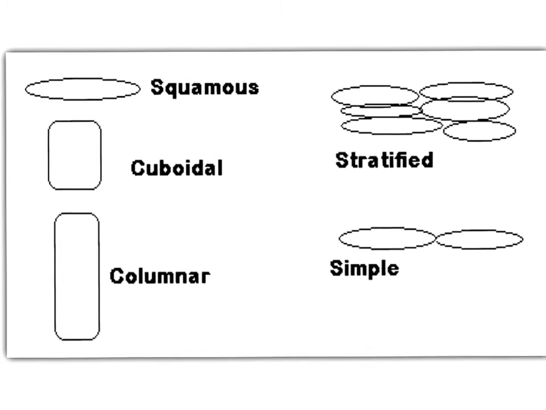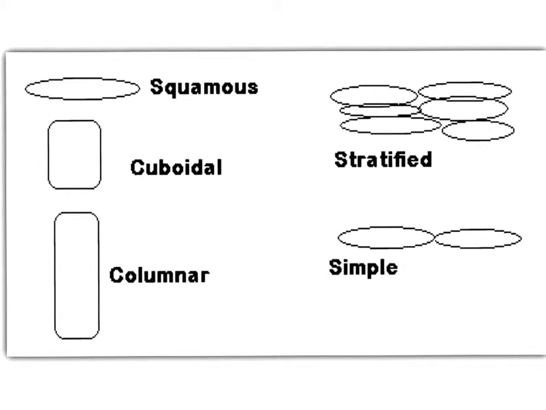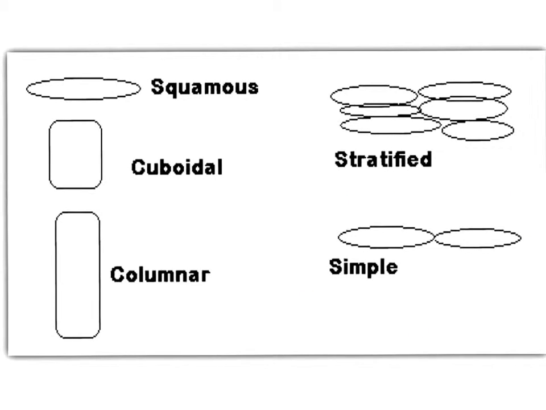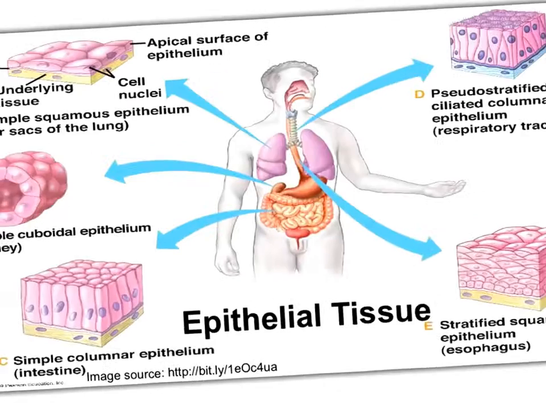Here are the terms we are going to use today: squamous, cuboidal, columnar, stratified, and simple. This is what they look like. Stratified and simple explain the layers and the types of epithelial tissue.